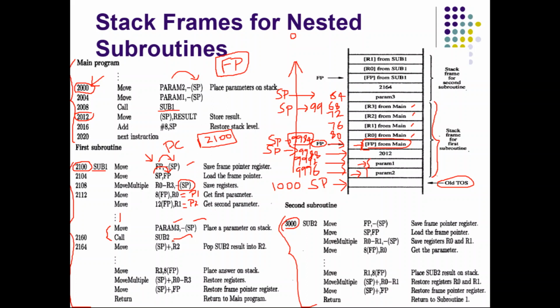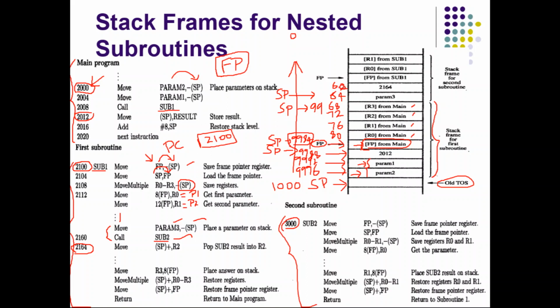Then call the subroutine. What is the subroutine's address? 3000. So PC should become 3000, but before that, the return address should be pushed. After calling subroutine 2, the return address is 2164. So the return address is pushed into the stack. Before pushing, SP is decremented, so after pushing, SP will become 60.